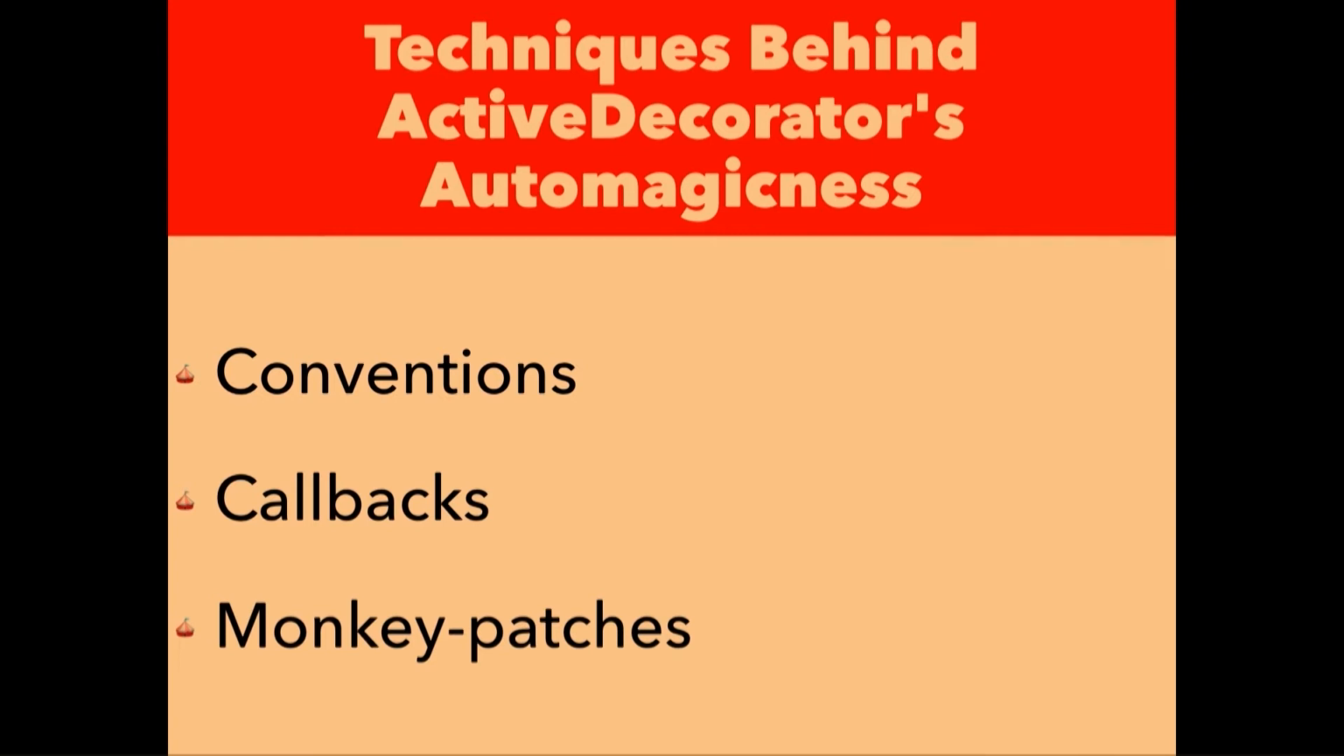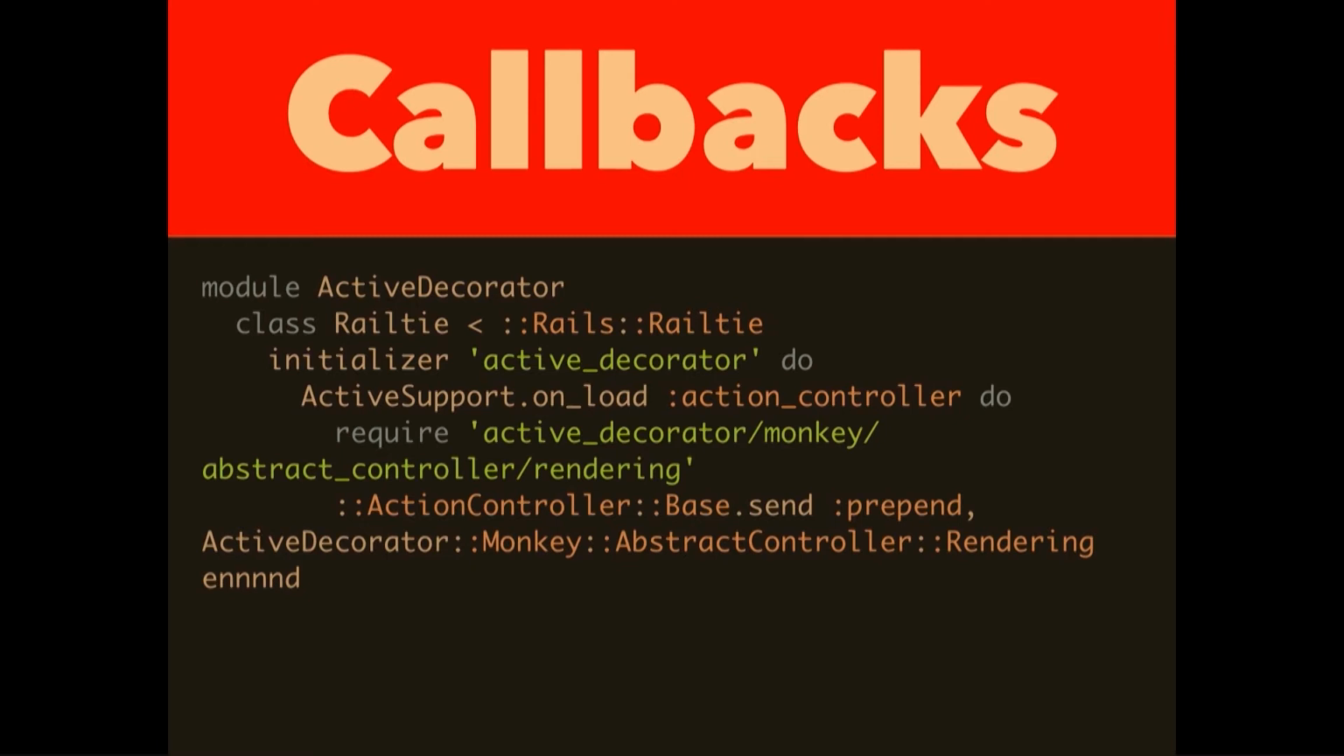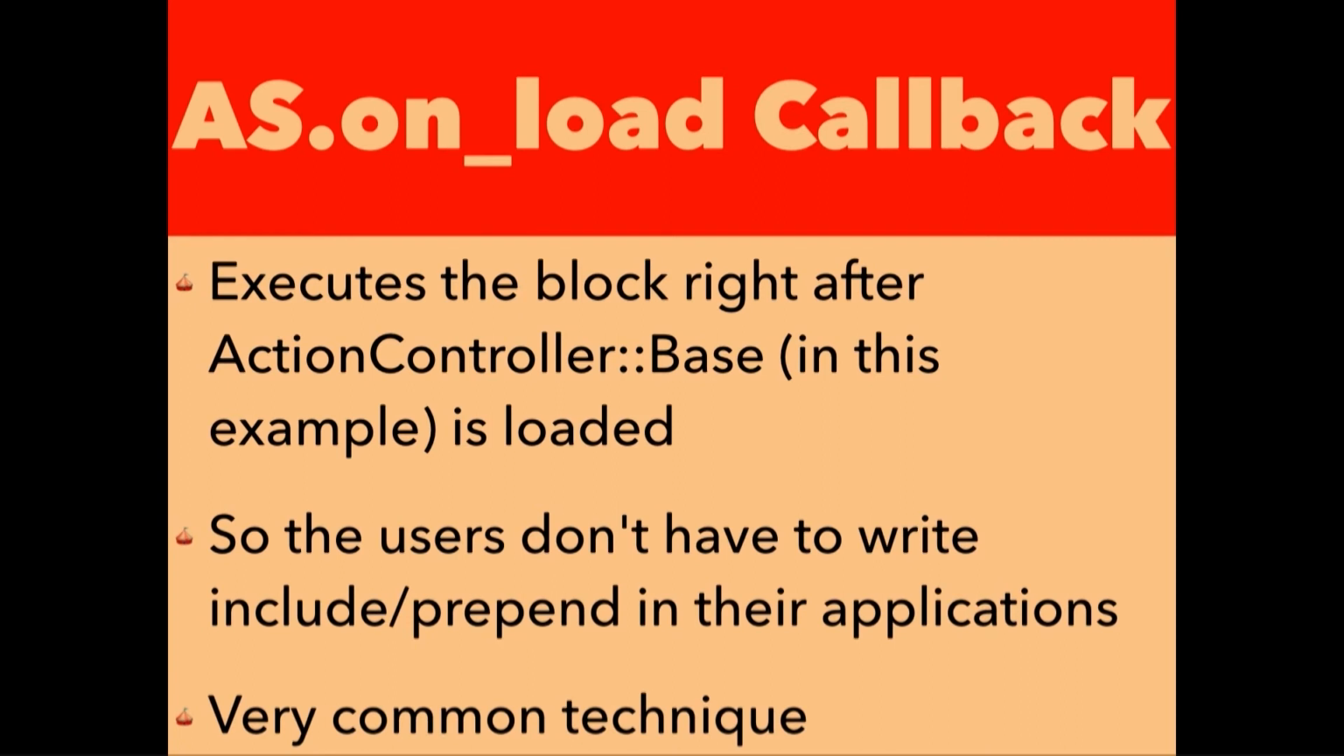Active decorator achieves this with these three techniques: conventions, callbacks, and monkey patches. First comes convention. A decorator module is placed under the app decorators directory and named in this convention. So the system can automatically find it without any configuration. You know, it's just the Rails way, which you're very familiar with, right? Callbacks. Instead of letting the user include something, we can do it in a Railtie in a plugin. Of course, you know it. This is also a very common technique. There's nothing special here.